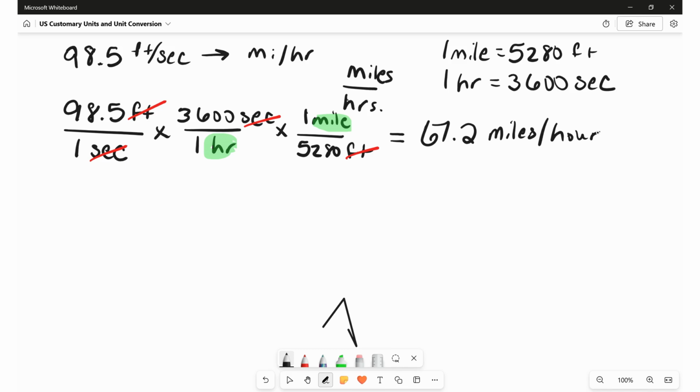I encourage you to review your unit conversions. Make sure that you know them. You may or may not have them available on exams. Make sure to check with your instructor to see if you are allowed to have them or not. But please reach out with any questions. We are here to help.